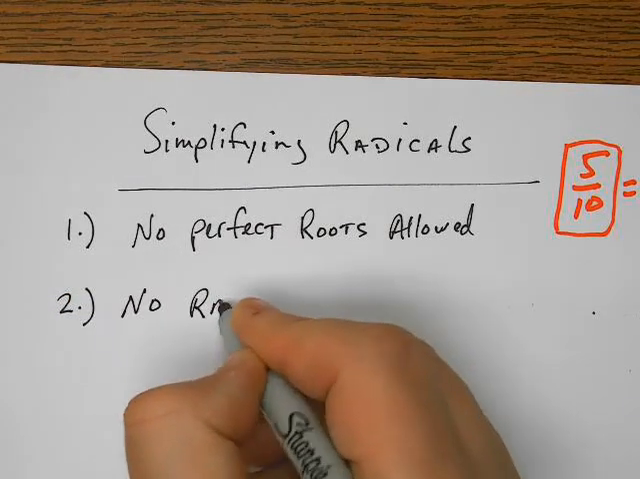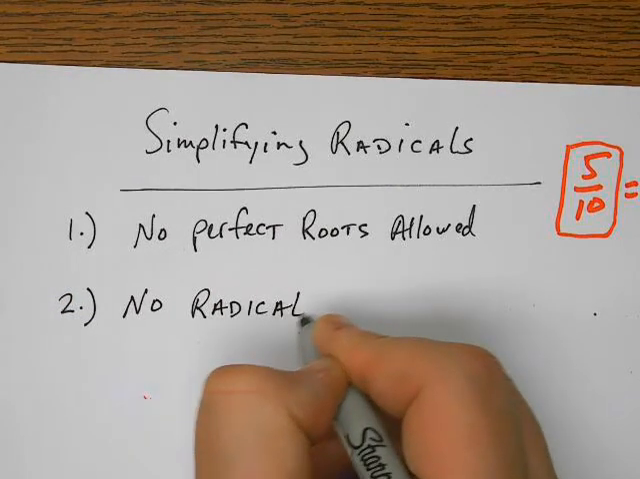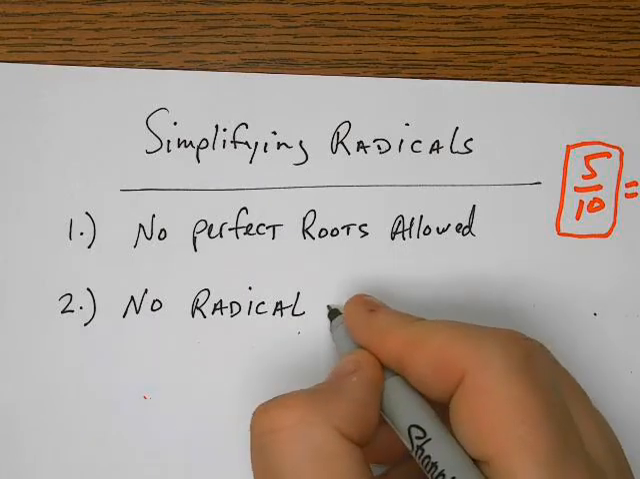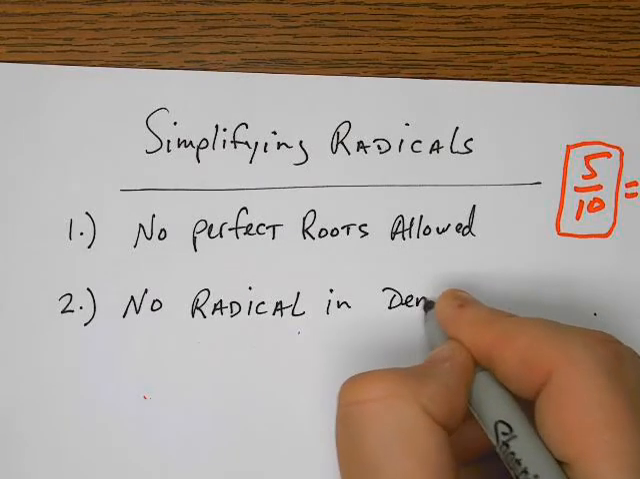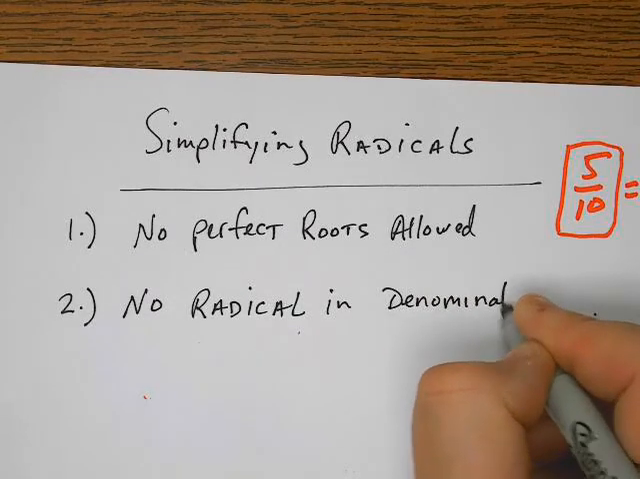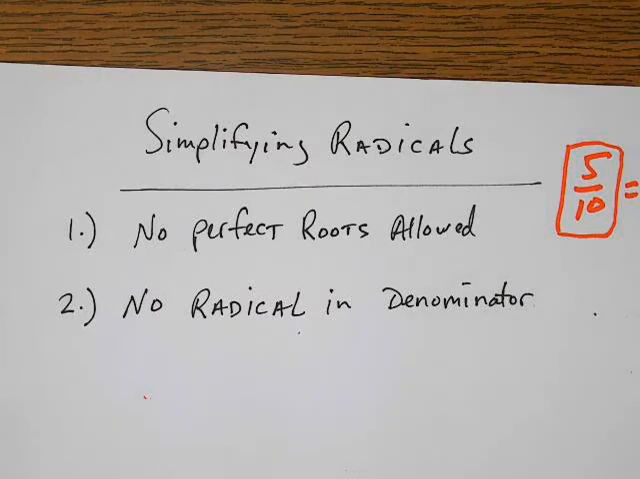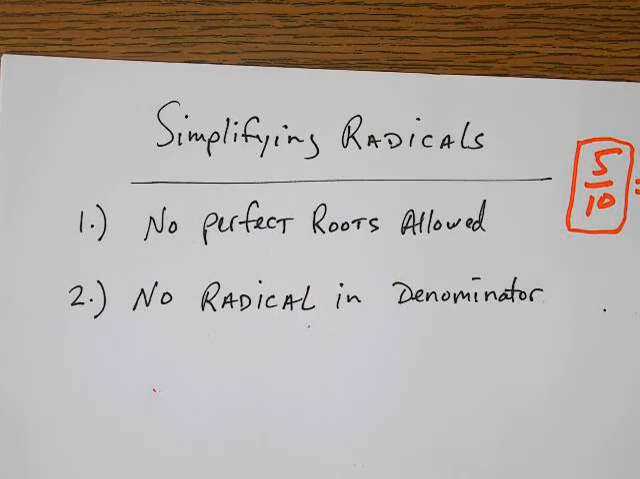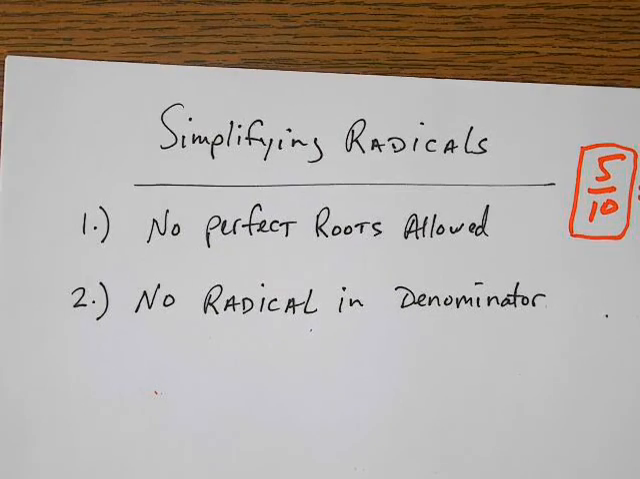Now I use the word radical, but we just mean square root for now. In the future, it'll mean cube root, 4th root, any root. No radical in the denominator. Denominator just means the bottom of a fraction. That's the second one. If you have a radical in the bottom of a fraction, it's not simplified.